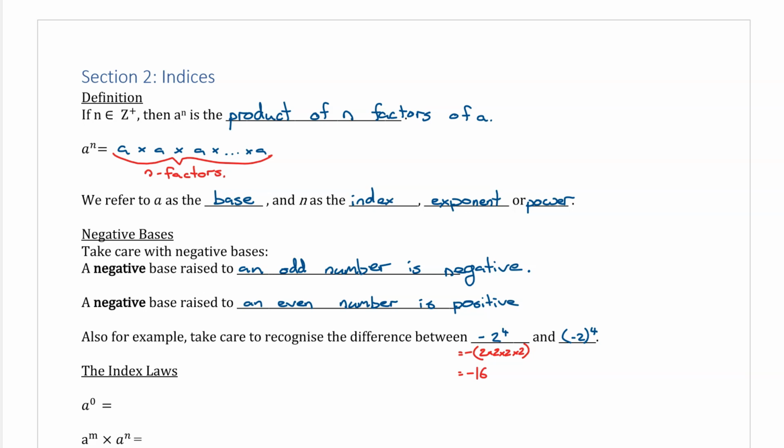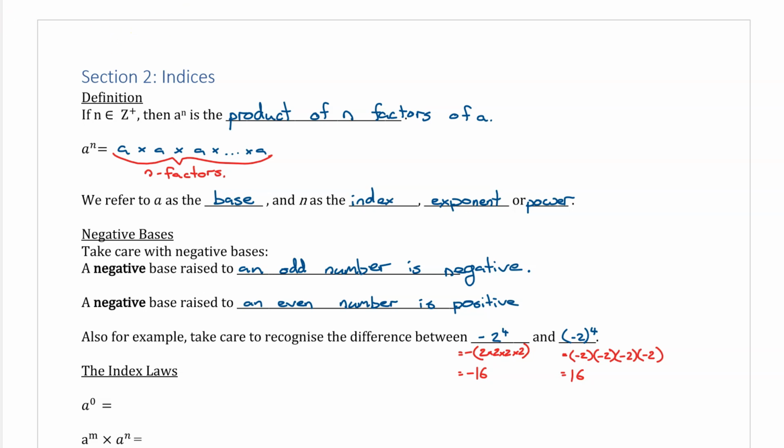Whereas in contrast, in the example on the right, it's going to be negative 2 multiplied by negative 2, negative 2 and negative 2 here. And the outcome of this is going to be positive 16. So the use of parentheses has a substantial impact on the final outcome of negative bases.